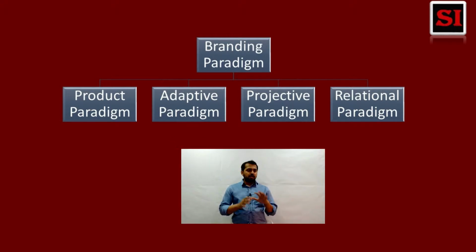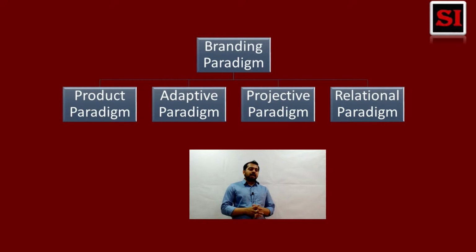The third ruling paradigm is the adaptive paradigm. It resembles the consumer-based approach, as the adaptive paradigm stresses the consumer as the source of brand meaning. The fourth ruling paradigm is the relational paradigm.